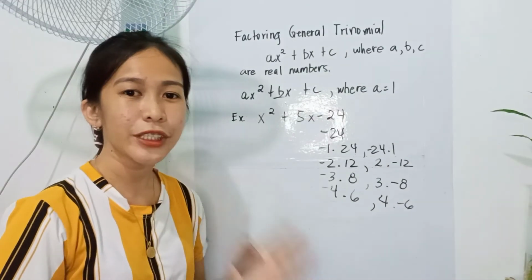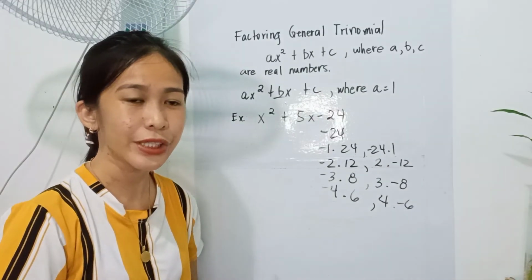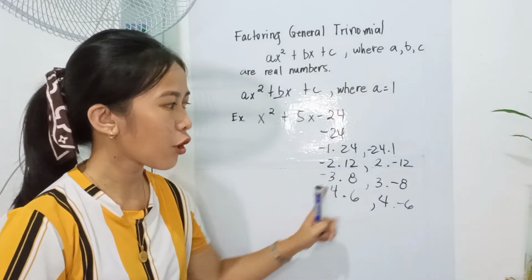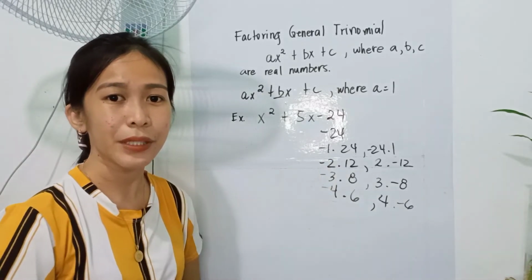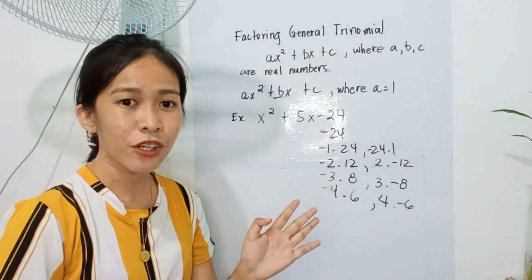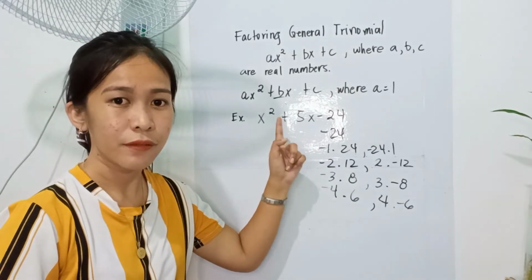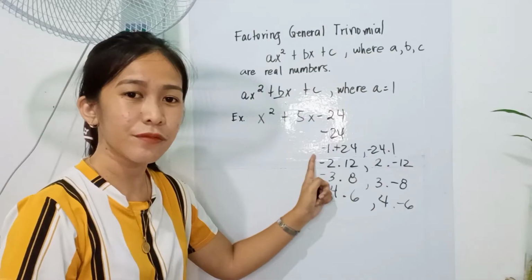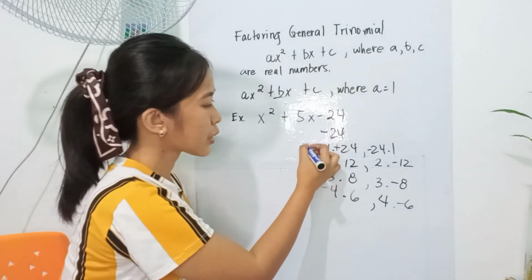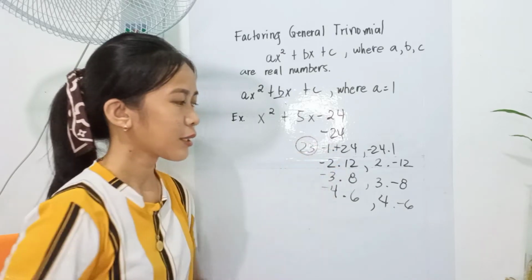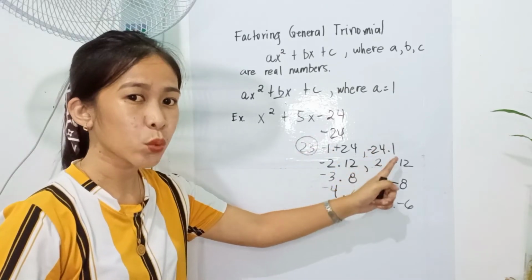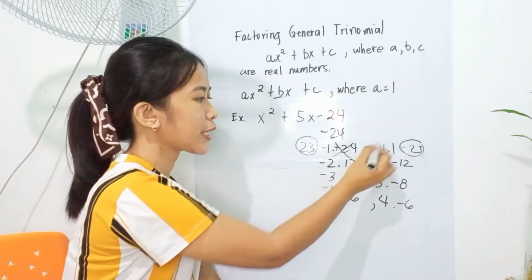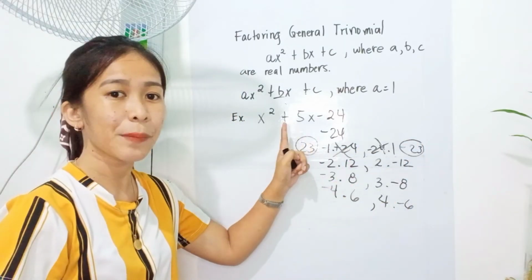So now, move on na kayo sa step number 2, of course. So our step number 2 is hanapin dito yung factors na kapag pinag-add natin, ang sagot ay positive 5 or si constant B. So hanapin natin, negative 1 plus 24, that is positive 23. Negative 24 plus 1, that is negative 23. Therefore, hindi sila. Kasi ang hinahanap natin ay positive 5.